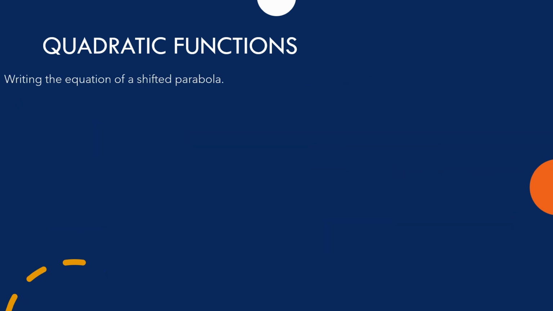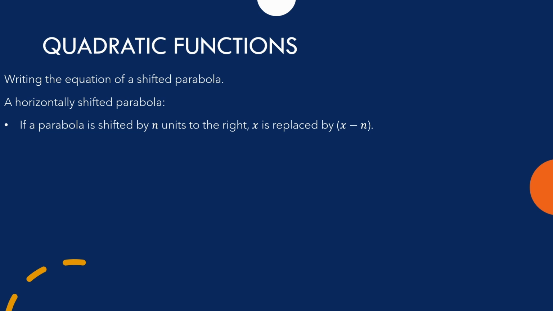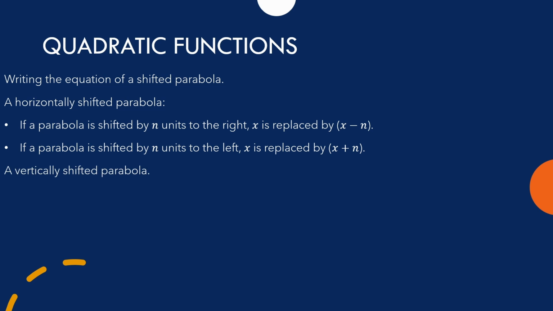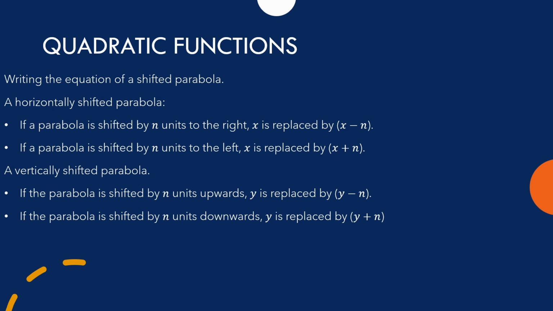Moving on to writing the equation of a shifted parabola. A horizontally shifted parabola: if a parabola is shifted by n units to the right, then x is replaced by x − n. And next, if a parabola is shifted by n units to the left, x is replaced by x + n. Now let's take a look at a vertically shifted parabola. If the parabola is shifted by n units upwards, then y is replaced by y − n. And again, if a parabola is shifted by n units downwards, y is replaced by y + n.